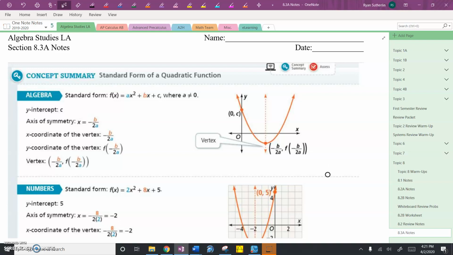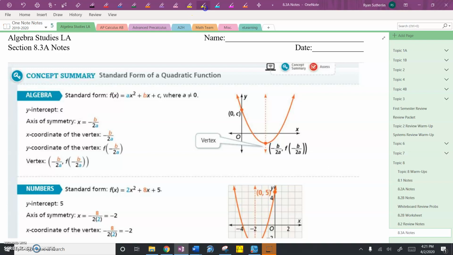So if you have the ability to print these notes out from the assignment sheet so you can fill them in as we go, that would be great. If you can't, you can just write down the important information in your notebook.